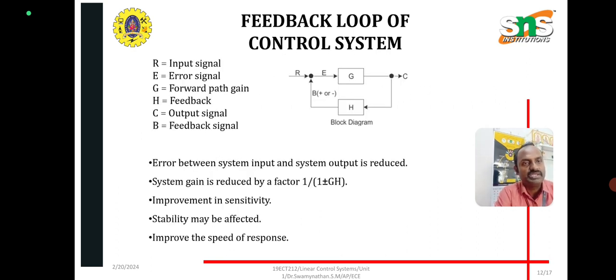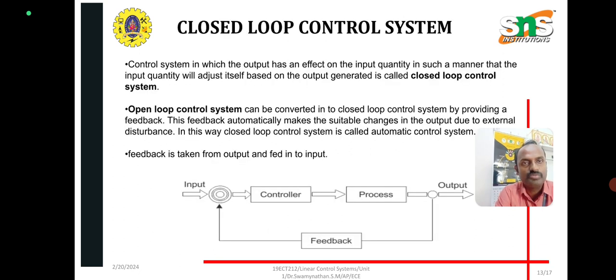R is the input signal, E is the error signal, G is the forward path gain, H is the feedback loop, C is the output signal, and B is the feedback signal. The system gain is given by 1 divided by 1 plus or minus GH. There is an improvement in sensitivity, stability may be affected, and the speed of response improves. The error between the system input and output may be reduced. This is the feedback loop of the system.